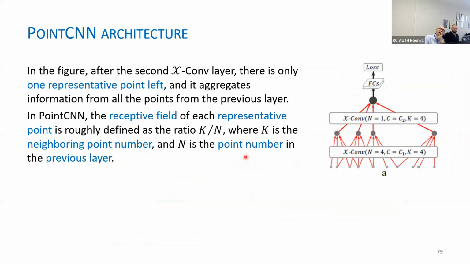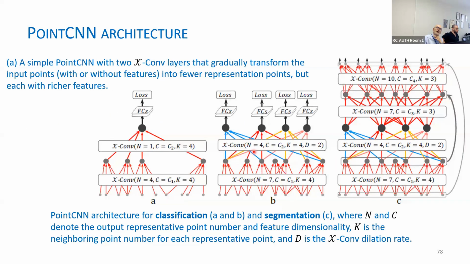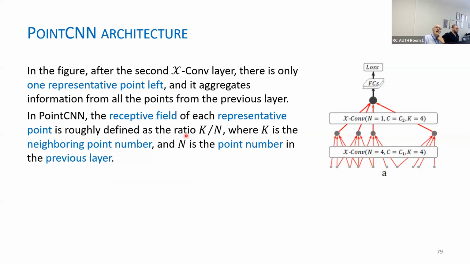Yeah, probably. Okay, here maybe we can also mention this concept of receptive field, because you see for the first example, the example in A, so the simplest architecture, the receptive field, so basically how much of the entire shape is seen from a point at the subsequent level, is given by K divided by N, where K is the neighbor point number, and N is the point number in the previous level.